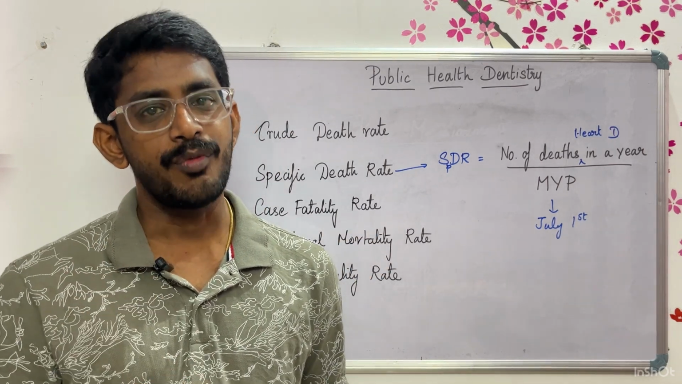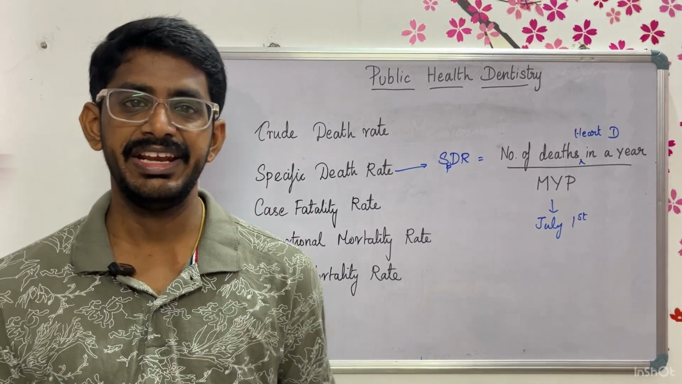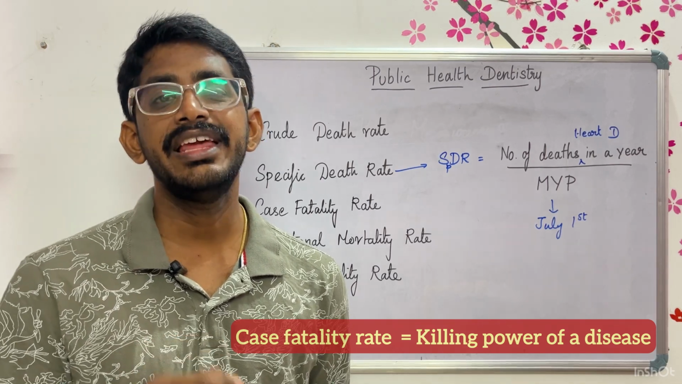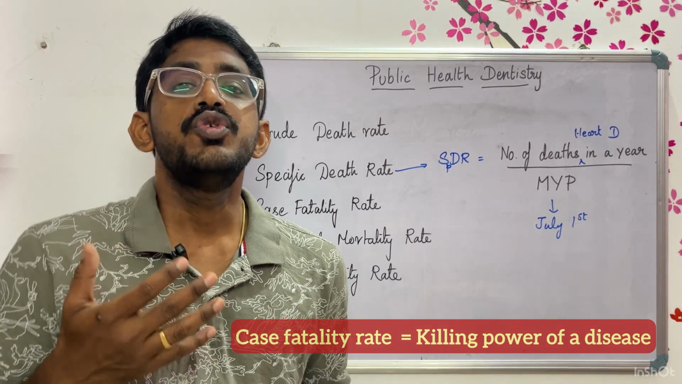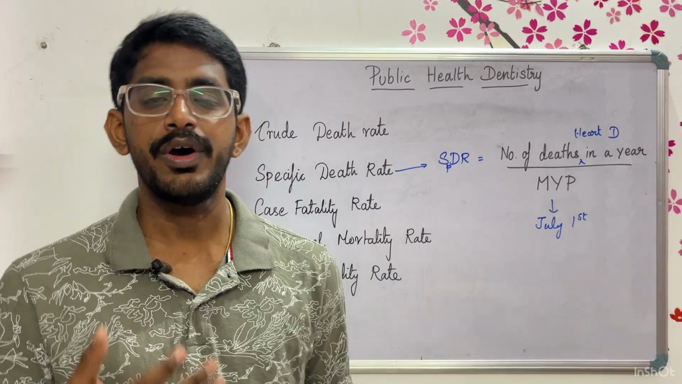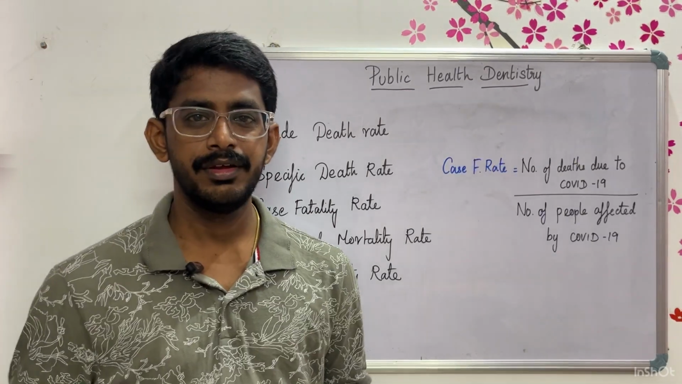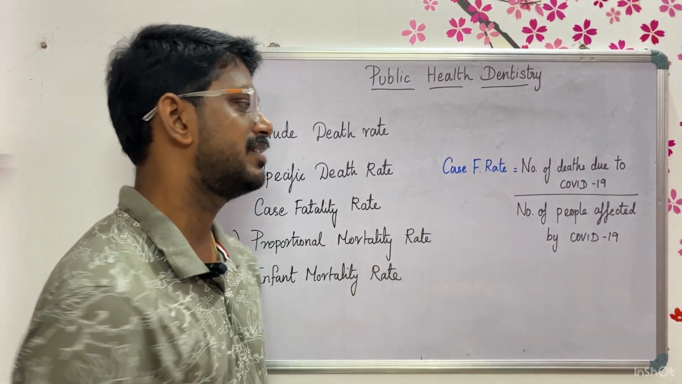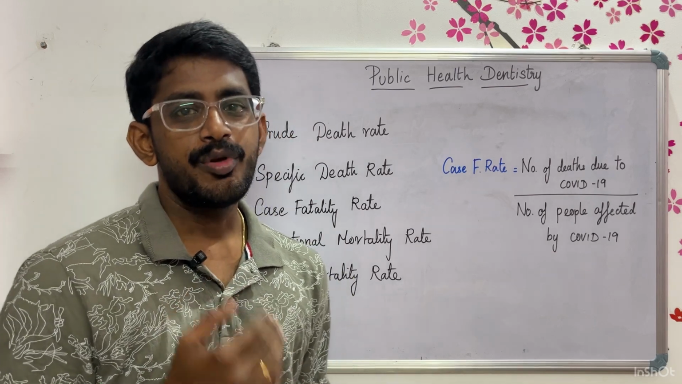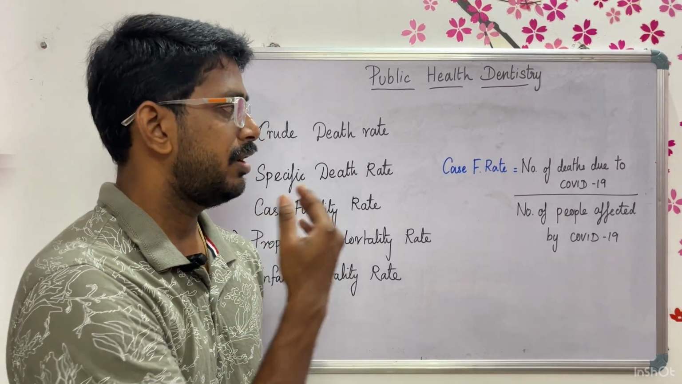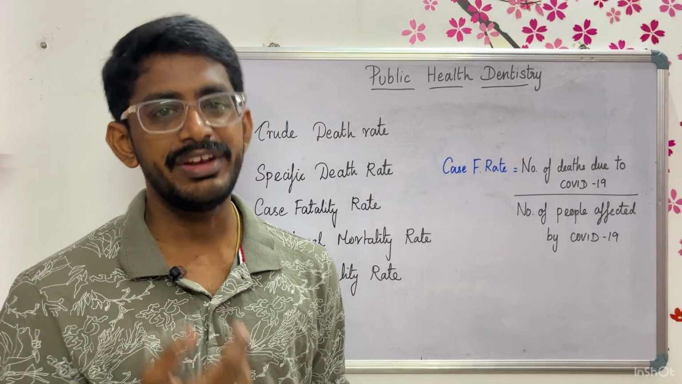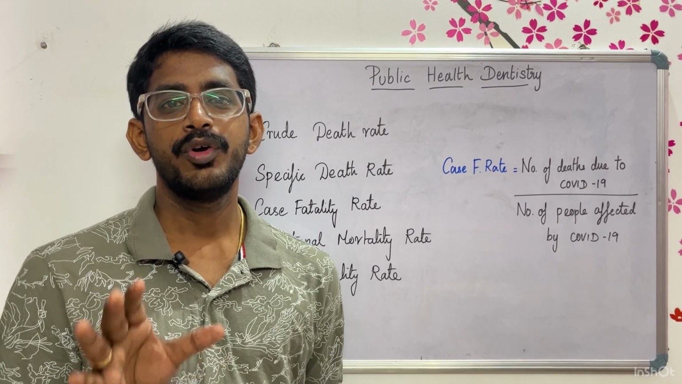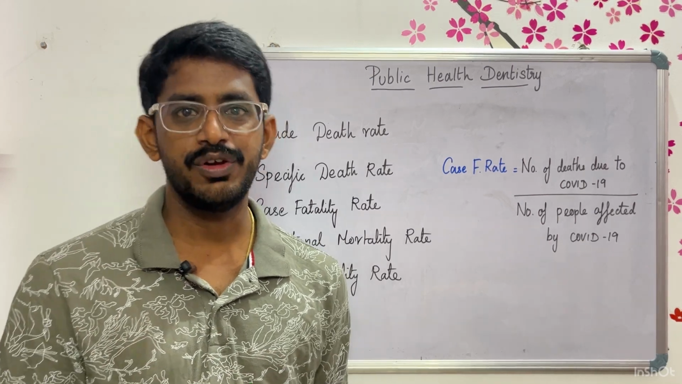The next indicator of mortality is case fatality rate. This case fatality rate is considered as the killing power of the disease. It is usually measured for acute infectious diseases or deaths due to acute infectious diseases. Now let's see the formula for case fatality rate. The numerator is number of deaths due to a particular disease. In this example, number of deaths due to COVID-19 divided by total number of people who were affected by COVID-19 at that particular point of time in that particular region.